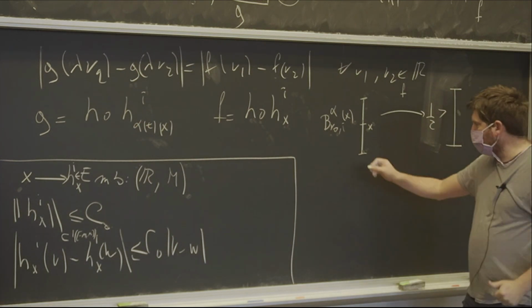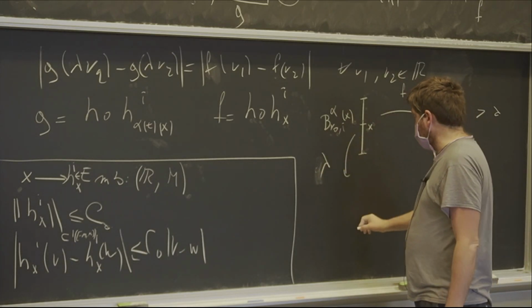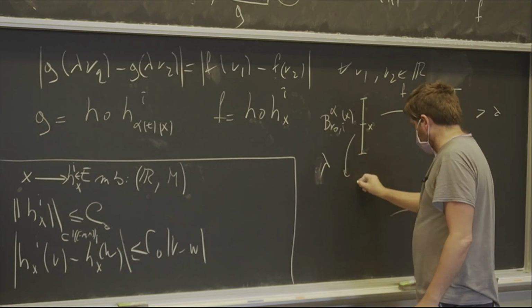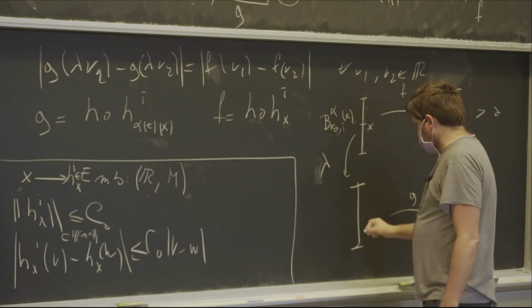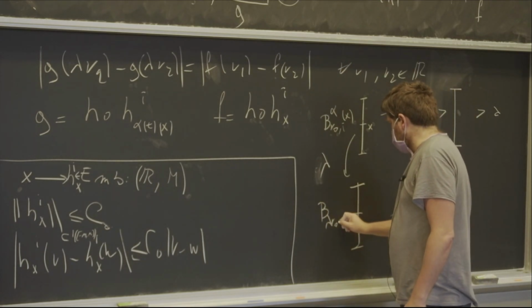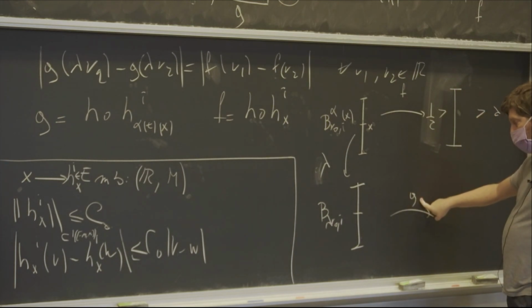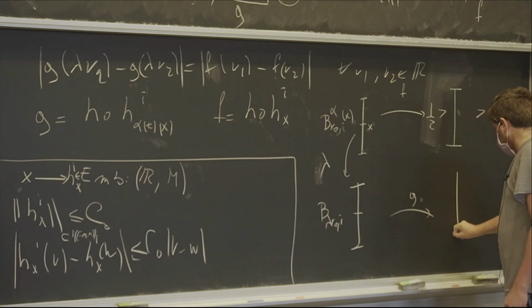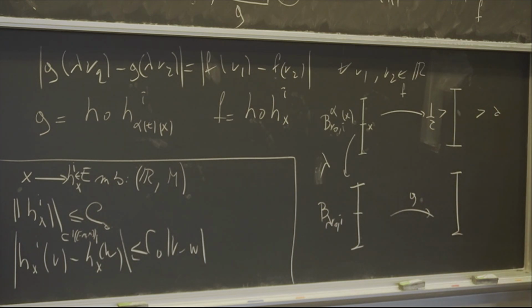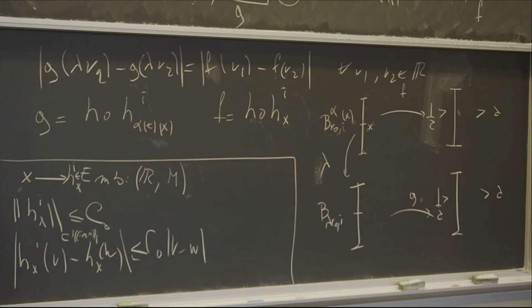Now, the important part of the game is I apply now my alpha, so my multiplication by lambda, and then the g. This maps into this set B lambda r naught I. I apply the g here, and I get the very same interval. So it's a copy of this, which has length between a and 1 over a.